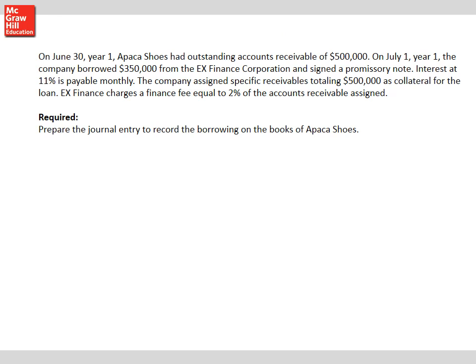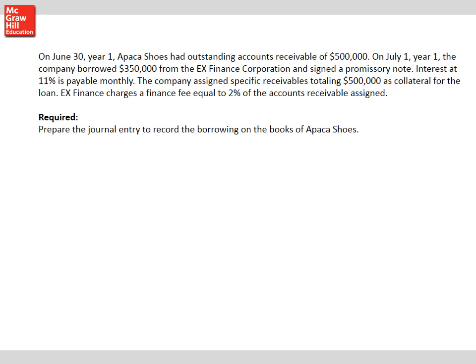Exercise 718. June 30th, year 1, Apaka Shoes had outstanding accounts receivable of $500,000. On July 1, year 1, the company borrowed $350,000 from Ex-Finance Company and signed a promissory note. Interest at 11% is paid monthly. The company assigned specific receivables totaling $500,000 as collateral for the loan. There's a financing fee of 2% assessed on this assignment of accounts receivable. What is the journal entry to record the borrowing on the books of Apaka?